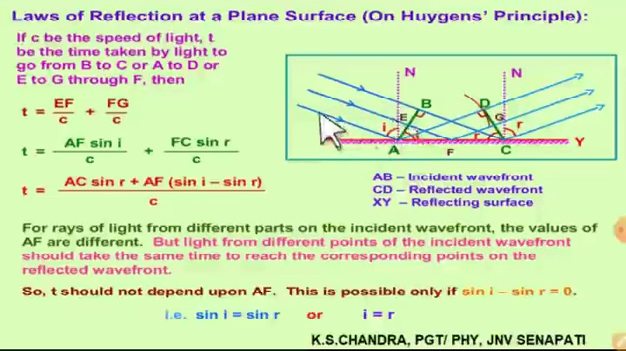Your incident ray, the reflected ray, and the normal at the point of incidence, all these are lying in the same plane of the paper or your screen. So what happened? These three, the incident ray, reflected ray, and the normal, lie in the same plane at the same point, what is known as the point of incidence. So this proves the second law of reflection.